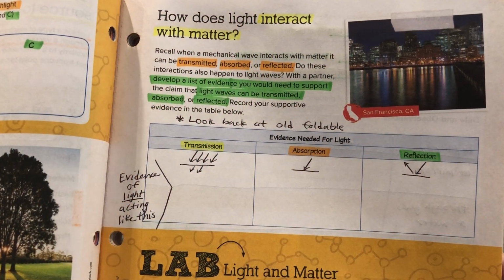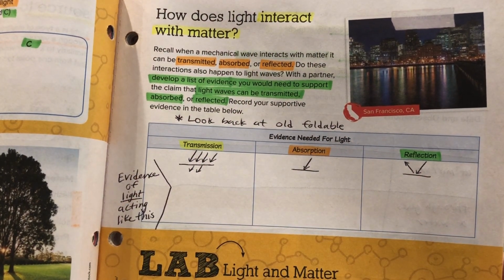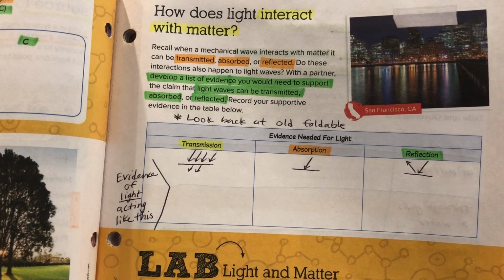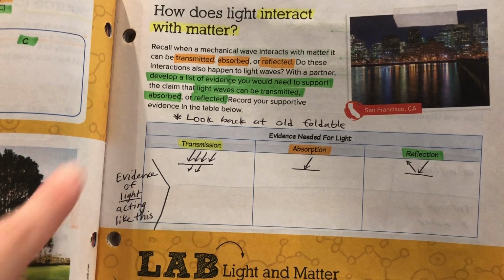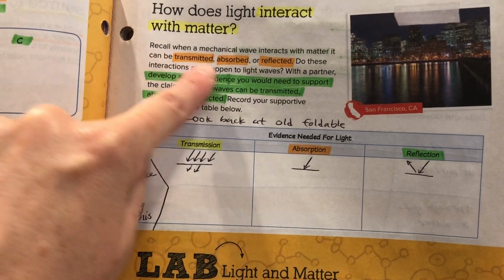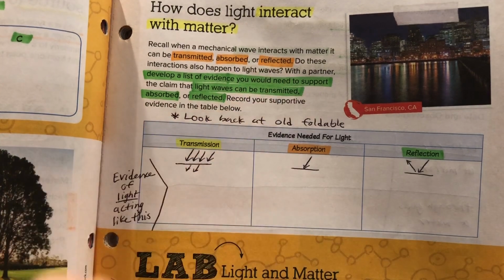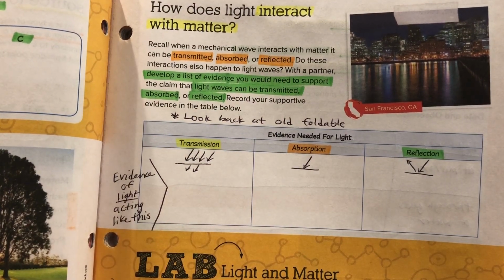We're now moving on to how does light interact with matter. Recall when a mechanical wave interacts with matter, it can do one of three things. It can be transmitted, it can be absorbed, or reflected. Do these interactions also happen to light waves?